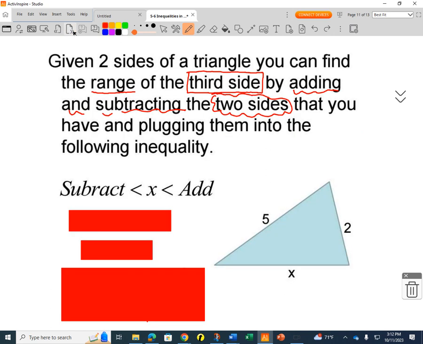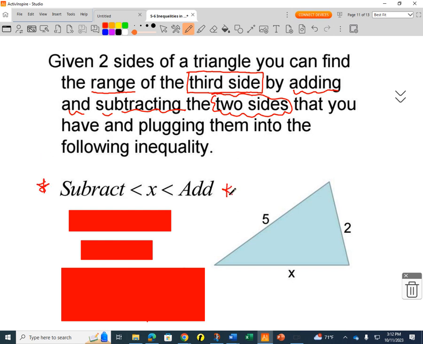All right, and the final concept I think in today's notes is that if we're given two sides of a triangle, you can find the range of the third side. So there is a range of values. If you know two sides of a triangle, there's a range of values that the third side can fall within. It can't be too short and it can't be too long. So we can find that range by adding and subtracting the two sides that you have and plugging them into the following inequality. So this is your formula you want to remember.